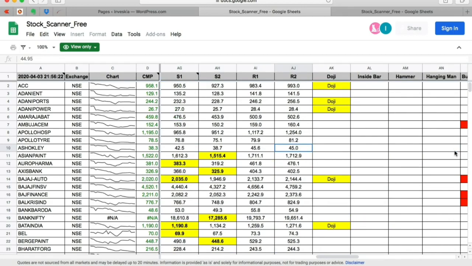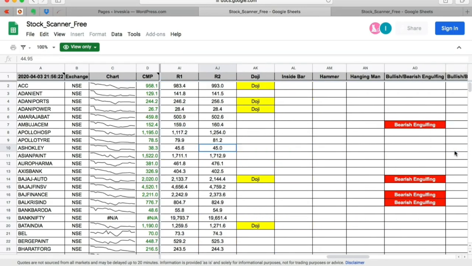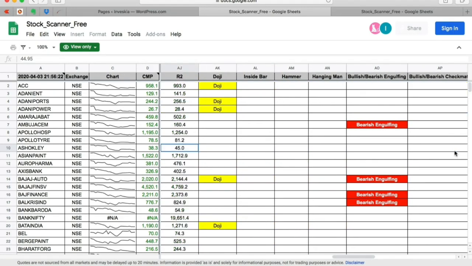Now we are moving towards some very useful indicators, a couple of indicators used by intraday traders. These doji, inside bar, hammer, hanging man, bullish bearish engulfing, bullish bearish checkmates are all made up of candlestick patterns. These are the indicators of the last day candle formation for the particular stock.